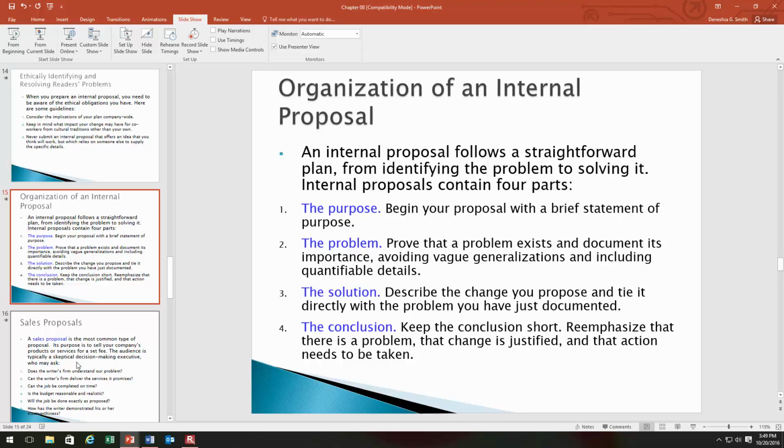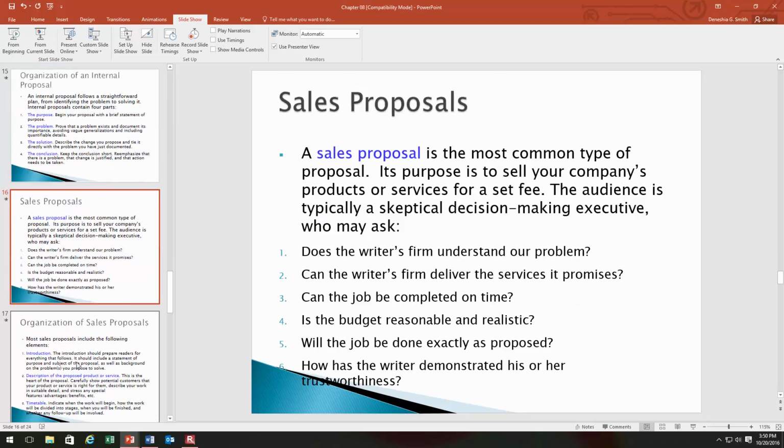The conclusion. Keep the conclusion short, okay? Re-emphasize that there is a problem, that change is justified, and that action needs to be taken. So a lot of this is common practice with internal proposals, right? Things happening coworker to coworker. Let's look quickly at sales proposals, okay?